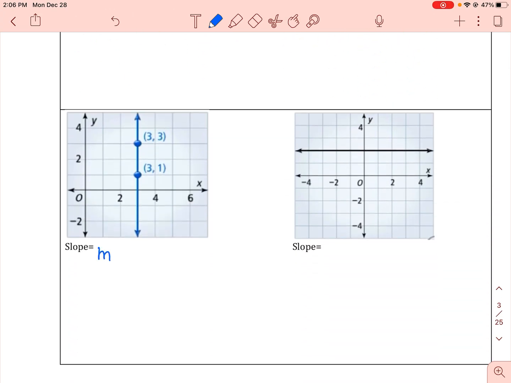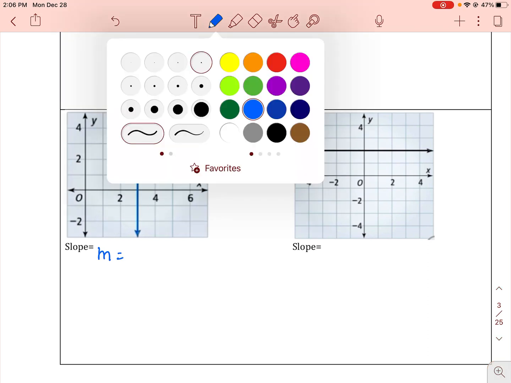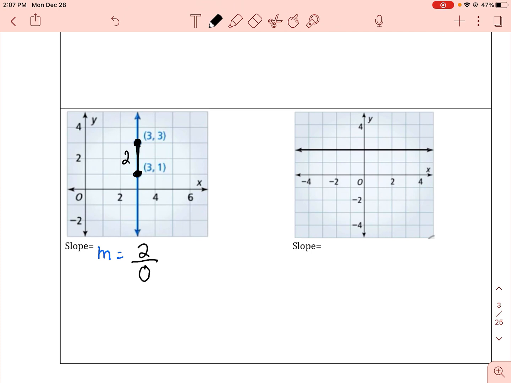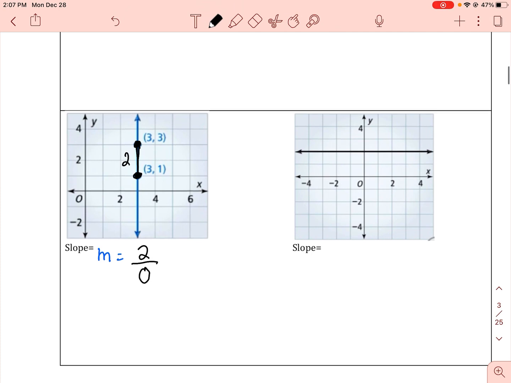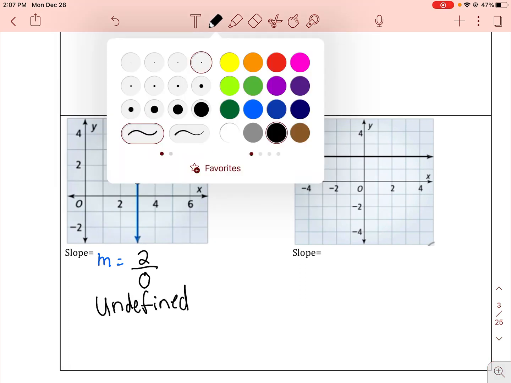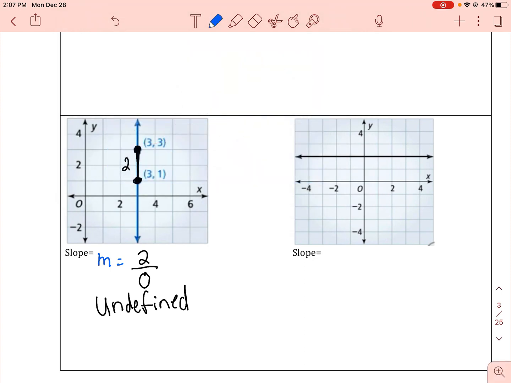So here we do rise over run still. Let's pick a different color because this line is blue. So I can't pick my left dot to go to my right dot because they are vertical of each other. So here, rise over run. So I go up, I rise 2, but then I don't go left or right. So I run 0. In this case, we cannot divide by 0. So when you have a vertical line like this, your slope will be undefined. All vertical lines, all lines that go straight up and down, will always have a slope that is undefined.